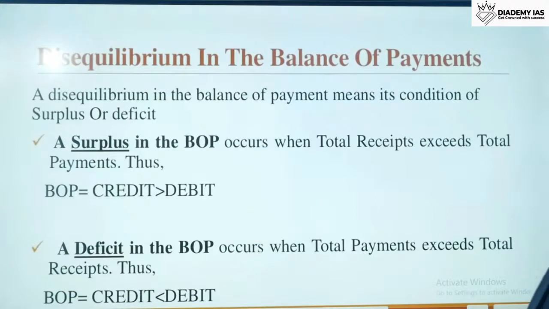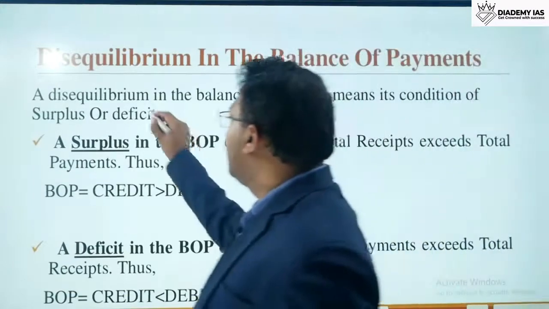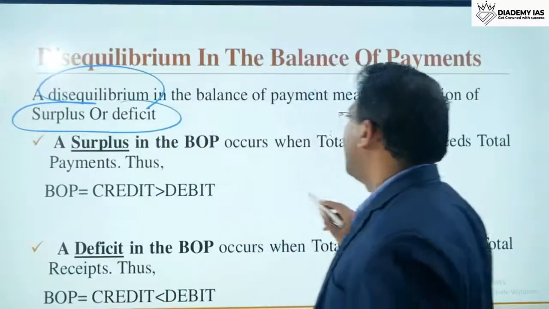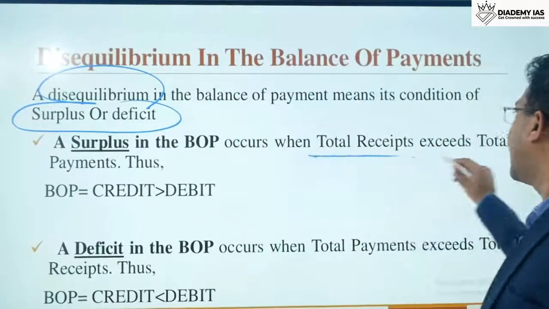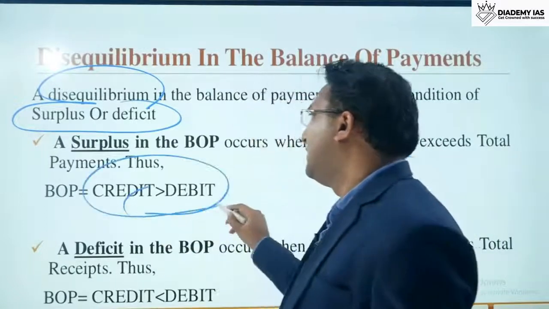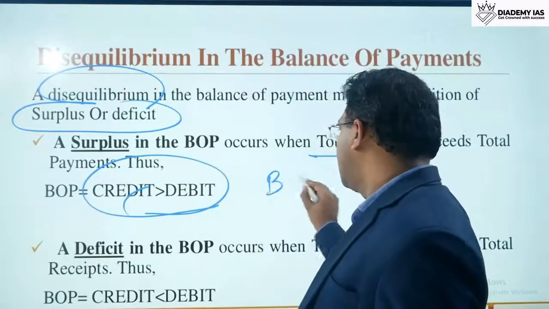Disequilibrium in the balance of payment. So disequilibrium means it can be either in the form of surplus or deficit. A surplus in the BOP occurs when total receipts exceed the total payments. So in BOP here, credit is more than debit. So this is BOP surplus.